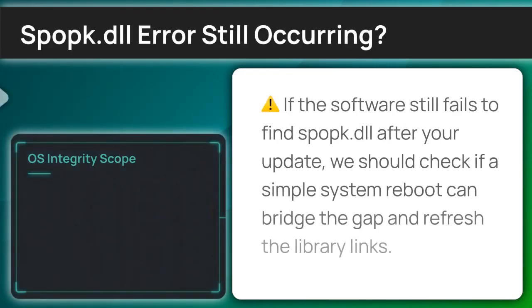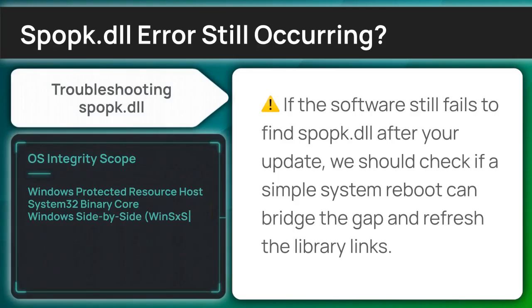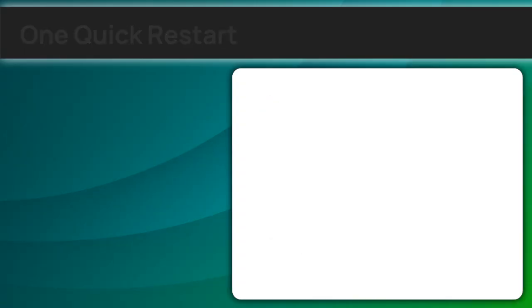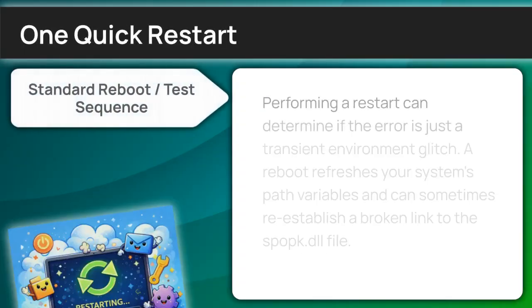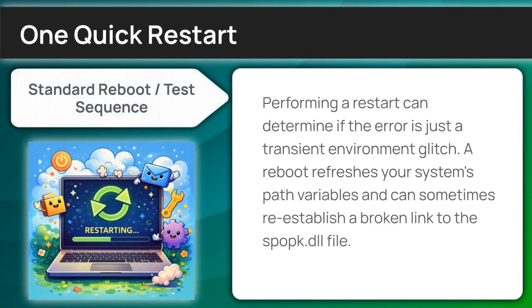If the setup package didn't provide a resolution, we need to look under the hood at how your system handles current session configurations. A full system restart clears the temporary memory cache and allows Windows to attempt a fresh initialization of all required libraries, including Spopk library.